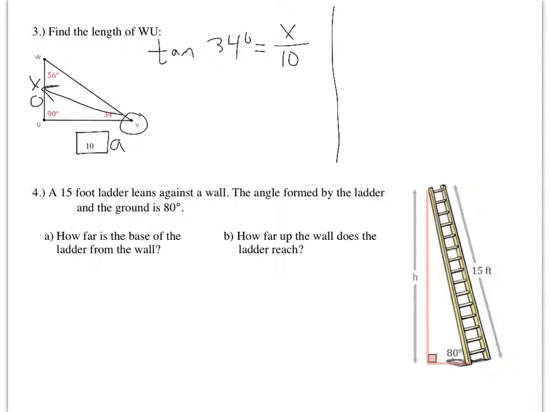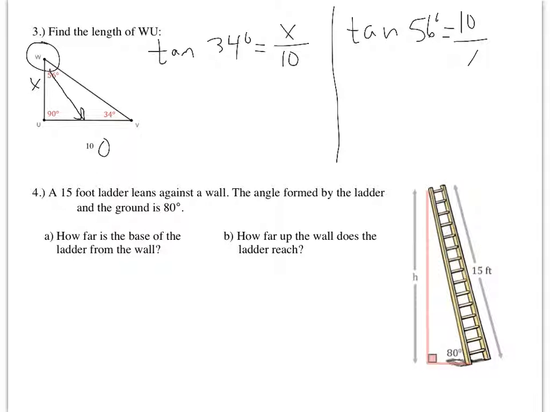Now, we could have also done this in a different way. We could have used W as our reference angle, and we notice that across from that, or opposite, is 10, and then X is adjacent to it. So it's still tangent, it's just going to be a little bit different. So we would say that the tangent of 56 degrees this time is equal to the opposite, which is 10 over X. So they look really similar, but we have two different degree measures, and one has X over 10, and one has 10 over X. You can do it either way.